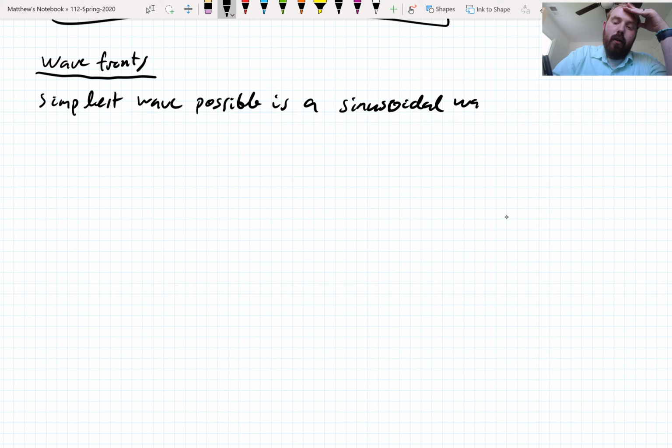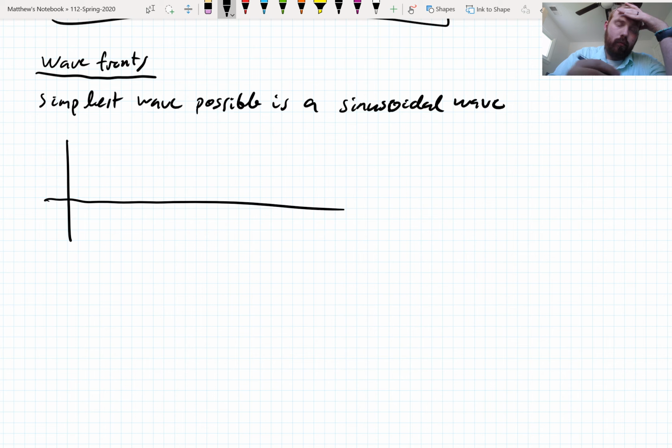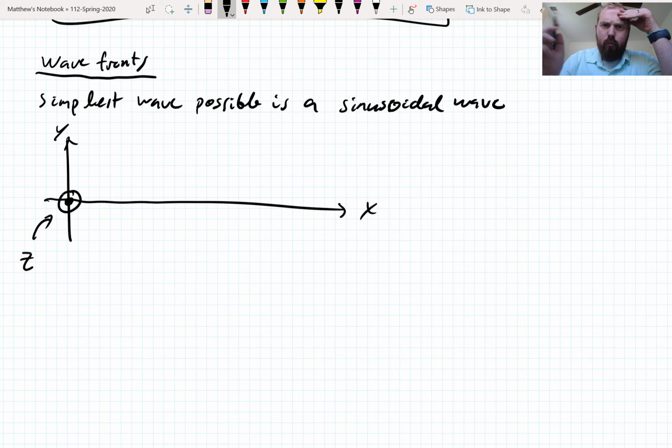So here's what I'm going to do. We'll have x, y, and then coming out of the page, z. We need to keep thinking in three coordinates, guys. Let's have our wave. We'll have the electric field propagating in the y direction. Right? The electric field is going up and down in the y direction. And then the wave itself travels in the x direction.